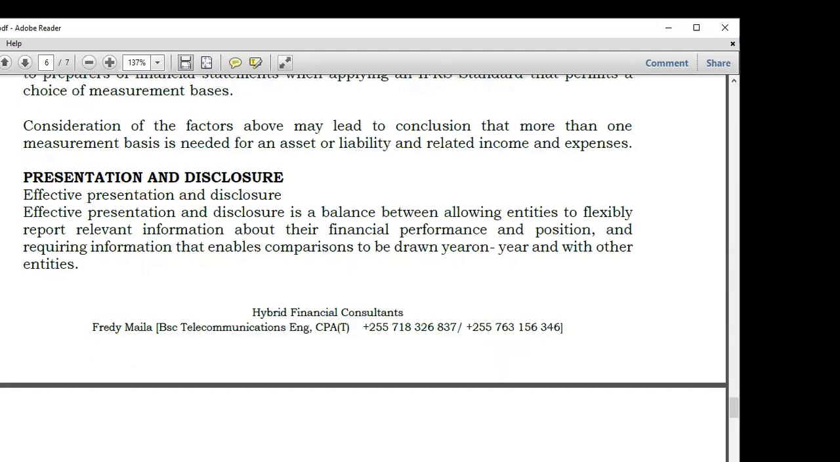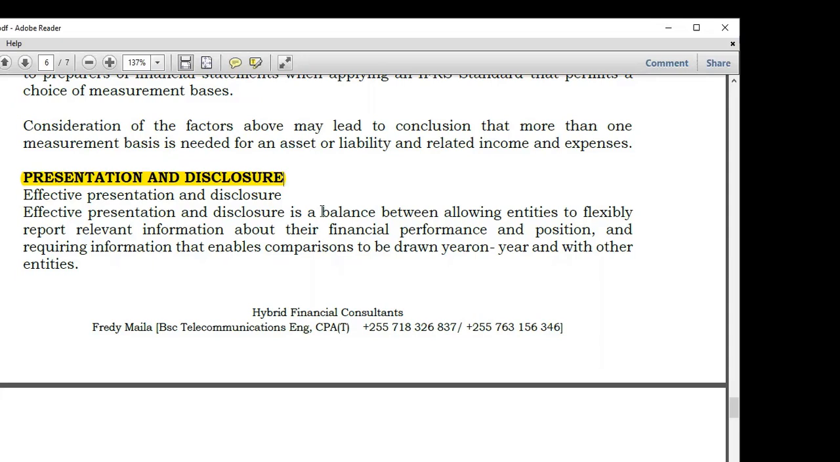And so let's do this. Let's go to presentation and disclosure. We have seen recognition. We have seen how to measure. Now, how to present. Maybe you have the property or the plant. We know that we have to recognize it at maybe $20 million. Now, how do we present it? You have to know whether something is a non-current asset, a current asset, or a liability, so that you can present them properly. So we say effective presentation and disclosure.